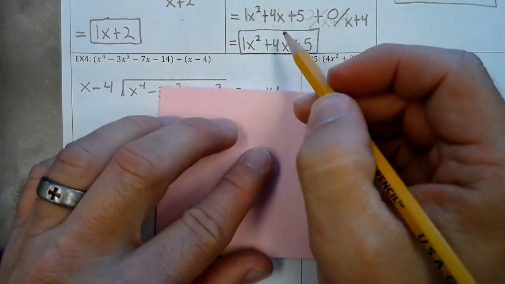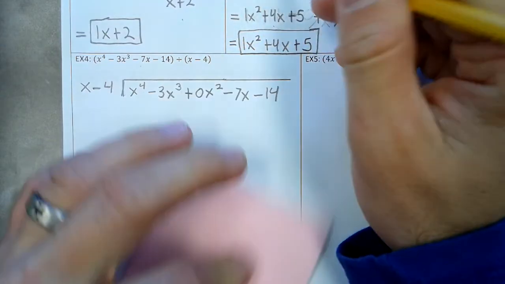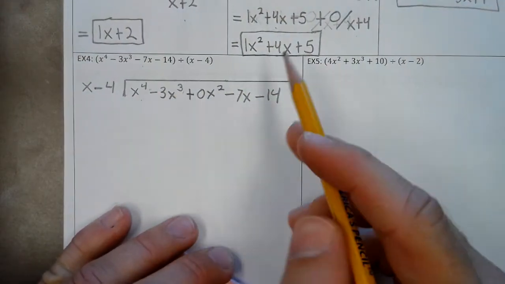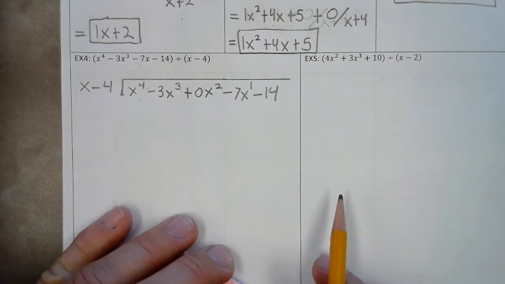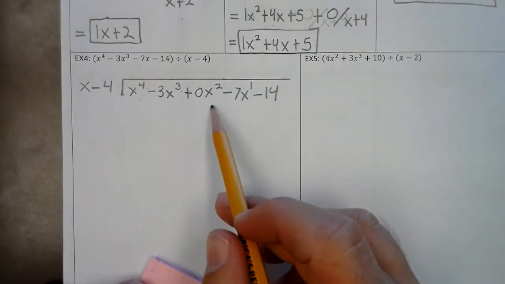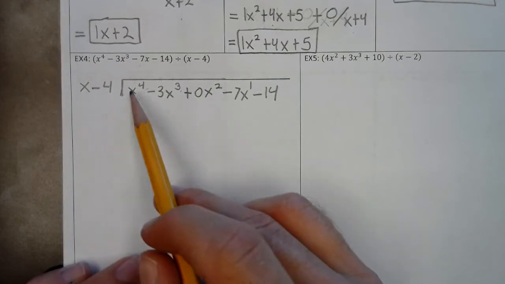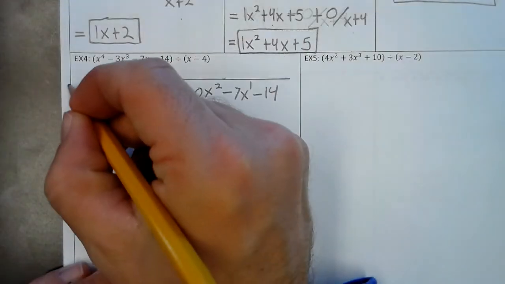Whenever you're dividing, you have to have exponents from greatest to least, and you can't miss one. So 4, 3, 2, 1. Okay? That's something you have to be very careful and look out for. Okay? So now step 1, how many times does x go into x to the 4th?